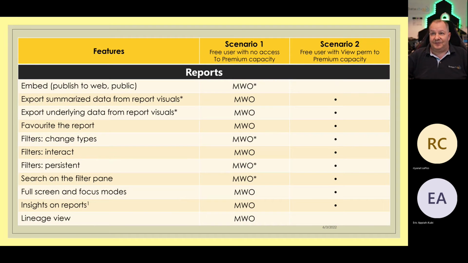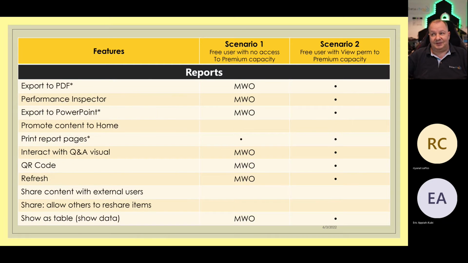Again, you can see here there's a few options that are not available. So embed, i.e. publish to web or public, or lineage view are not available for free users, even if the report's in the capacity there. But it's available if you put that report into your own workspace. So again, some functionality there that's limited for the premium space for free users.